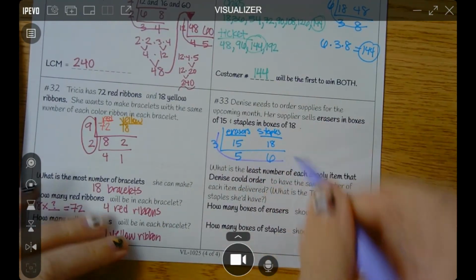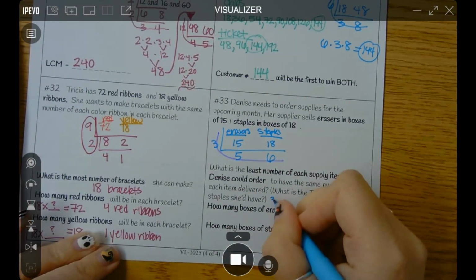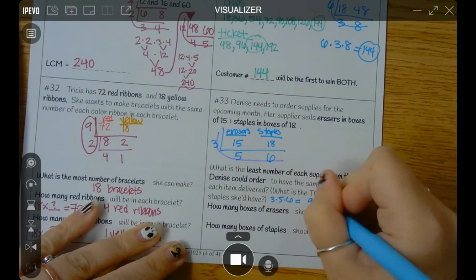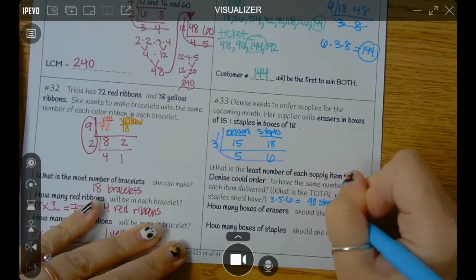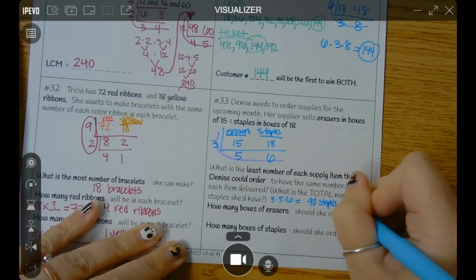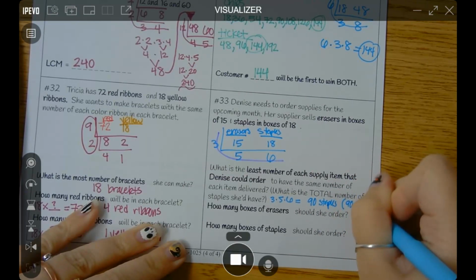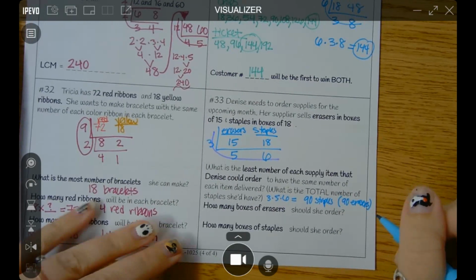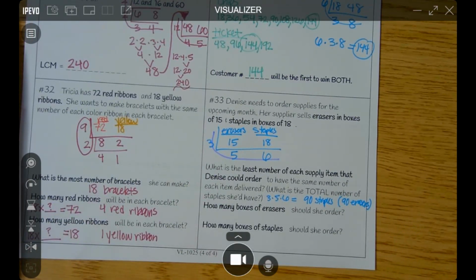So if I multiply 3 times 5 times 6, well, 3 times 5 is 15, and 15 times 6 is 90. So she has a total of 90 staples now, and the same amount of erasers, because that was the goal. She wanted the same number of staples and the same number of erasers. Well, 90 is the first number that they both can become.